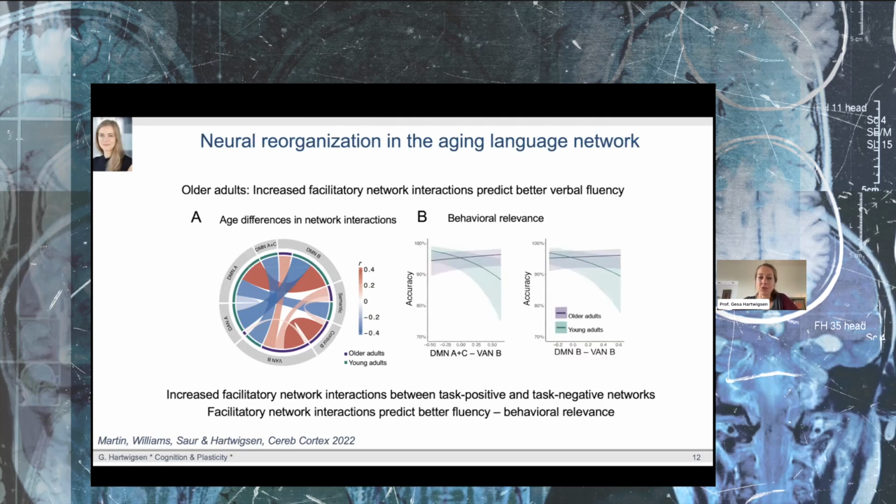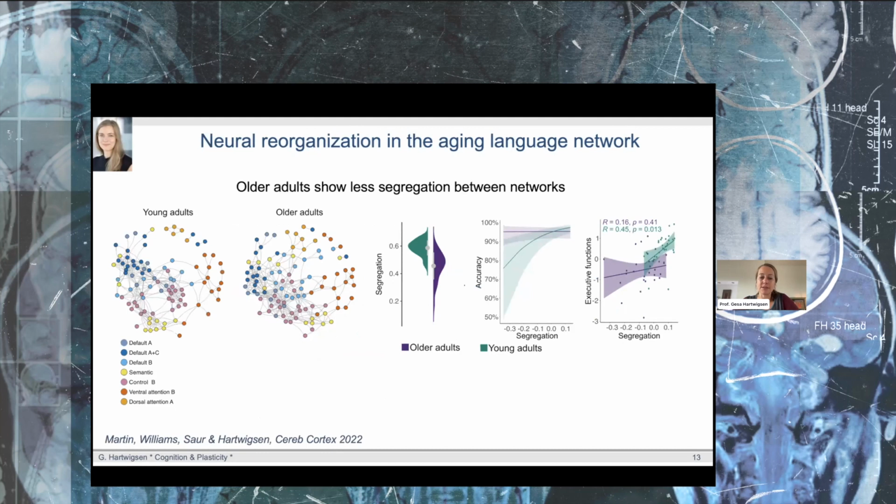And these changes seem to be behaviorally relevant because facilitatory network interactions are associated with better semantic fluency selectively in old brains, whereas the opposite pattern is found in young brains. So it seems that we have a different strategy in aging brains to be able to perform the same task. And this is also shown here.